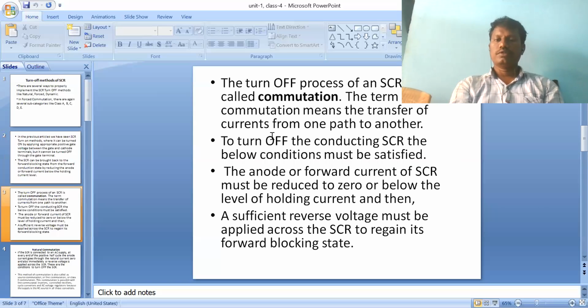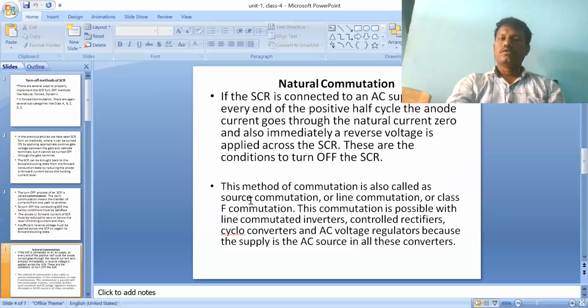To turn off a conducting SCR, the following conditions must be satisfied. One is that the anode current of the SCR must be reduced to zero or below the level of holding current. Holding current is always very less compared to latching current. So anode current below the holding current simply means the SCR is in off state. The second is that a sufficient reverse voltage must be applied across the SCR to regain its forward blocking state. This is also called commutation. Let us discuss one by one.